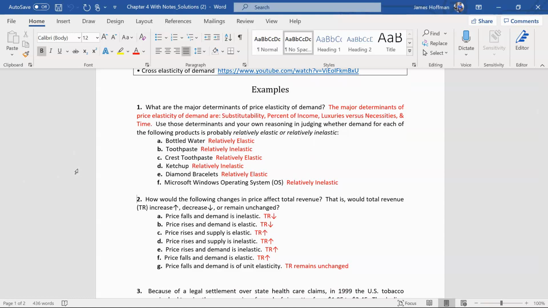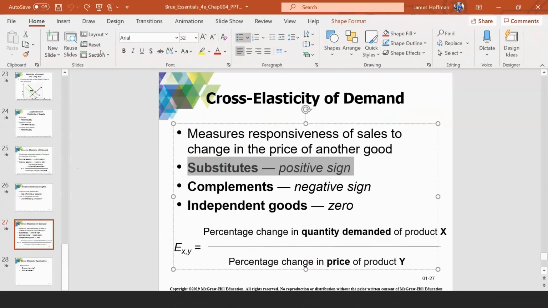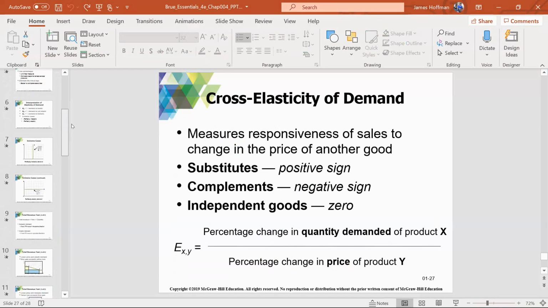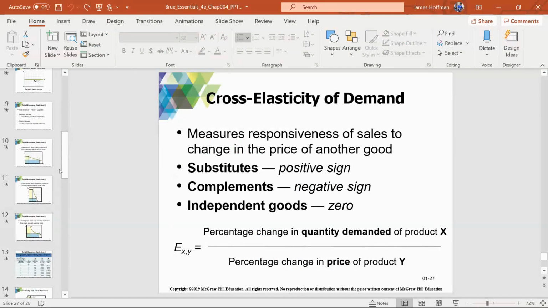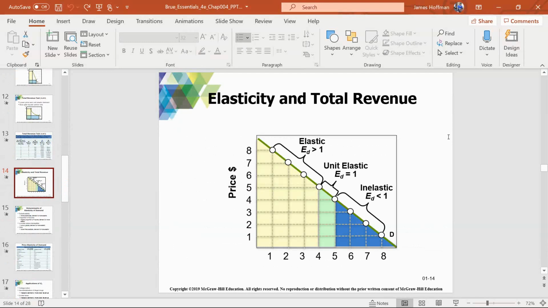Okay, so number 2 is on the total revenue graph. How would the following changes in price affect total revenue? Just make a statement if total revenue would go up or down or not change at all. And again, if you look at that graph, this one, okay, this will help you picture what's going on here.